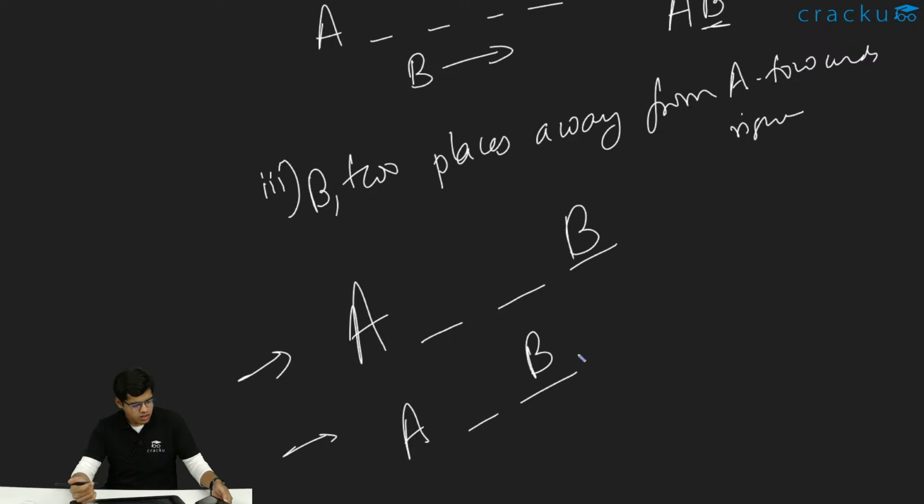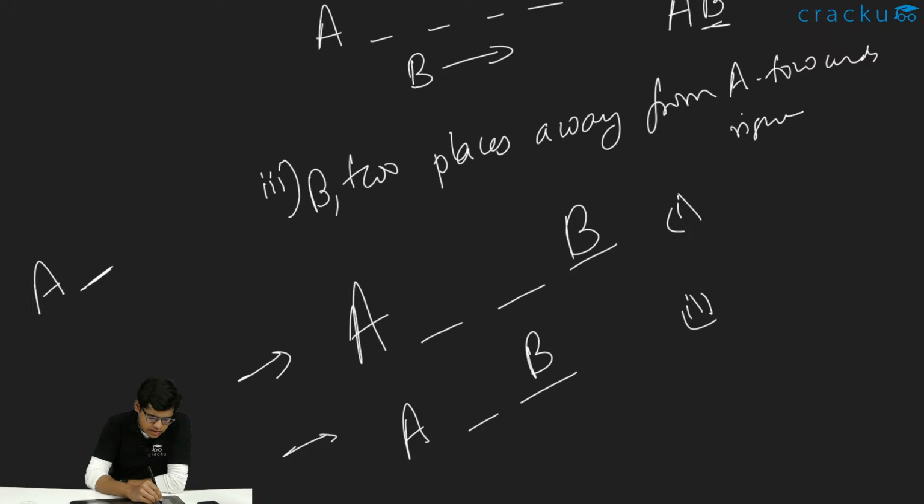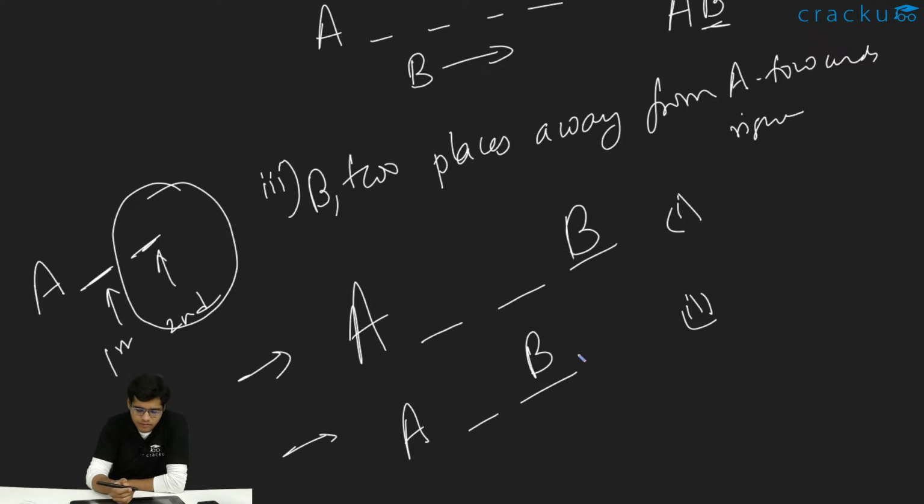Okay. So basically, let's say this is case 1 and this is case 2. When I tell B is sitting two places to the right of A, it means towards the right of A, this is the first place to the right of A, and this is the second place to the right of A. When I am telling this is the second place to the right of A, here B will sit. Yeah, case 2 is right. Very good.